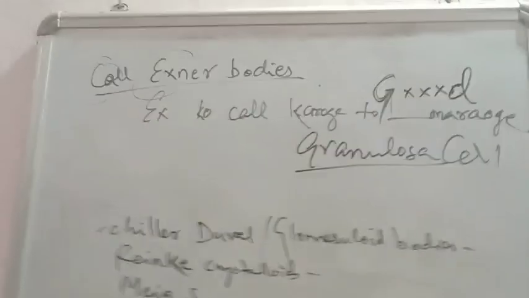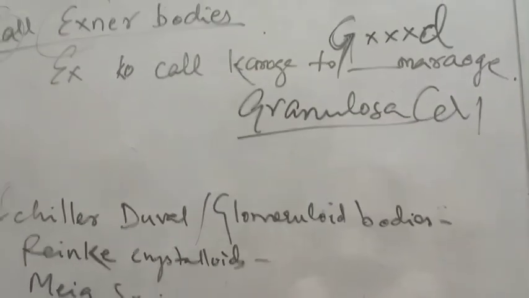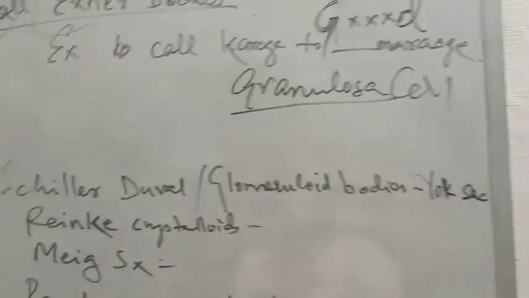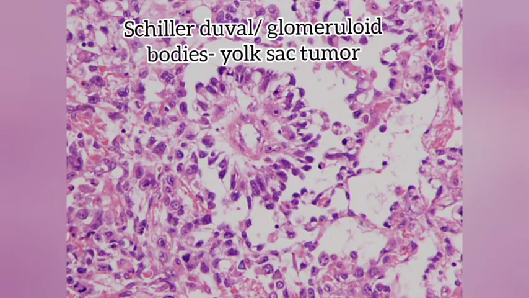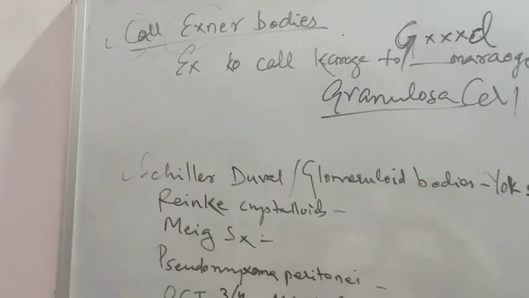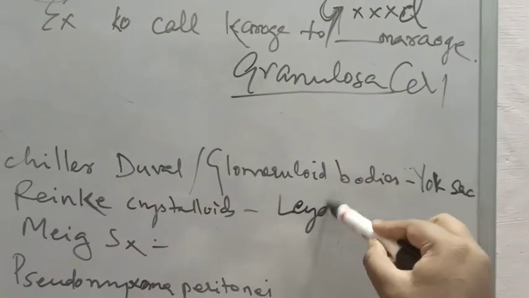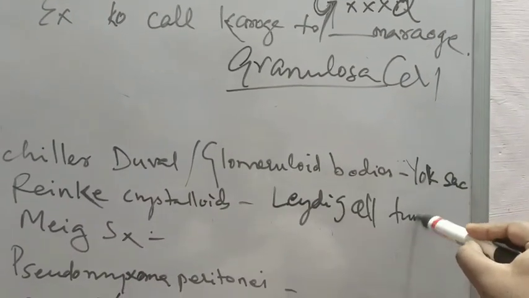So if that is granulosa cell tumor, then the other famous one, see, these two are the most probable questions. Schiller-Duval or glomerular bodies, that is seen in what? That is seen in yolk sac tumor. Then Reinke crystalloids. This is seen in Leydig cell tumor.